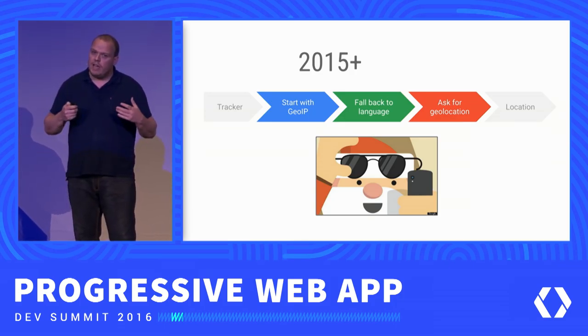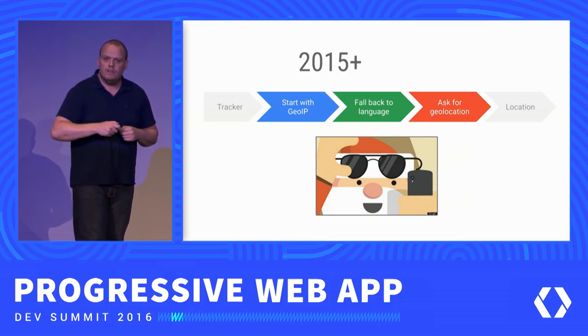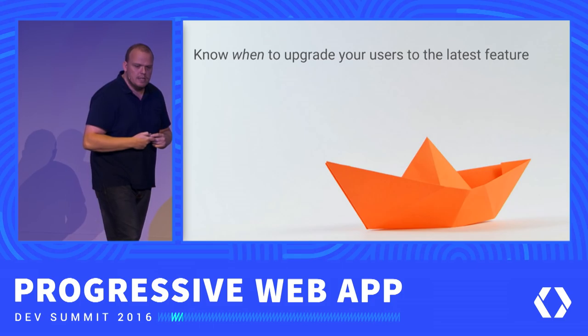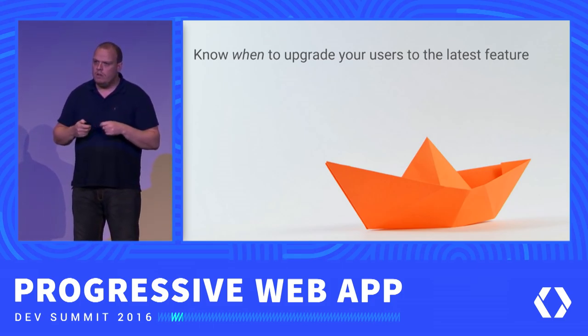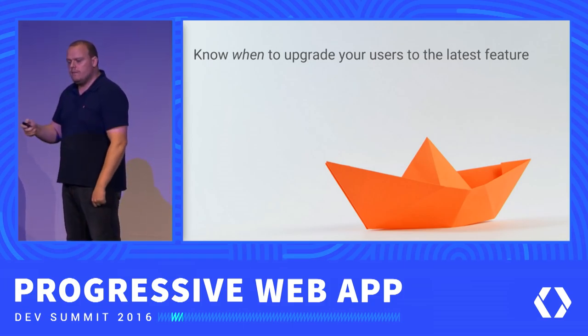I think that's one small form of the progressive experience: you start from no experience at all and then use all the different pieces of information that you can get before using the more complex APIs. The critical thing I want to get across in this bit is that you want to tactically think about how you're going to use the different APIs, and when to upgrade the user to the different experiences.